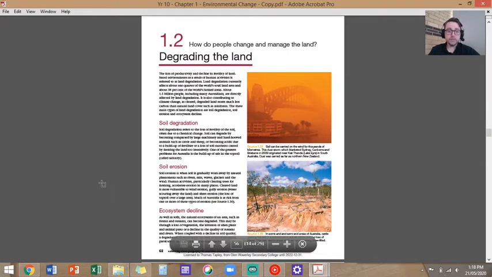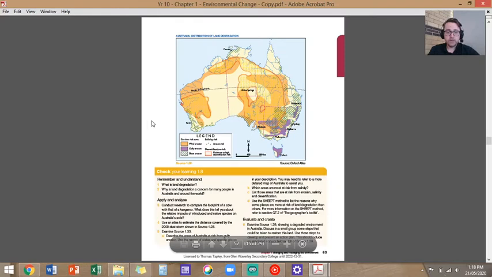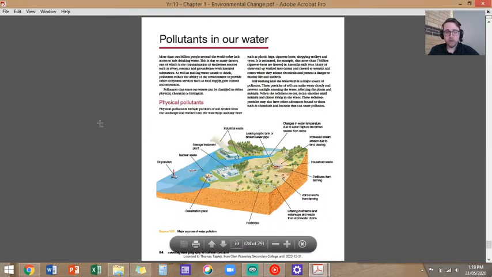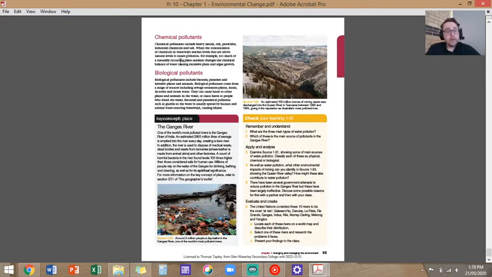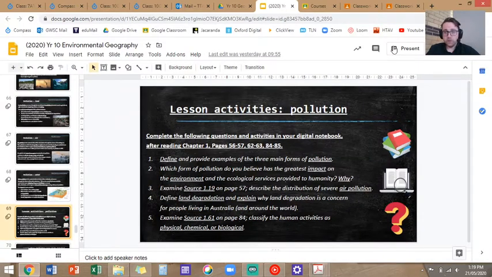62 and 63 talks specifically about land pollution, so degrading the land, soil erosion, ecosystem decline. It gives you an example of Australia. And then the final set of pages talks about water pollution. So you can see that's where that diagram came from. And it talks about the different types of water pollution, so physical, chemical, and biological water pollution. And that's related to a question in the slides, actually, which I'll go over now.